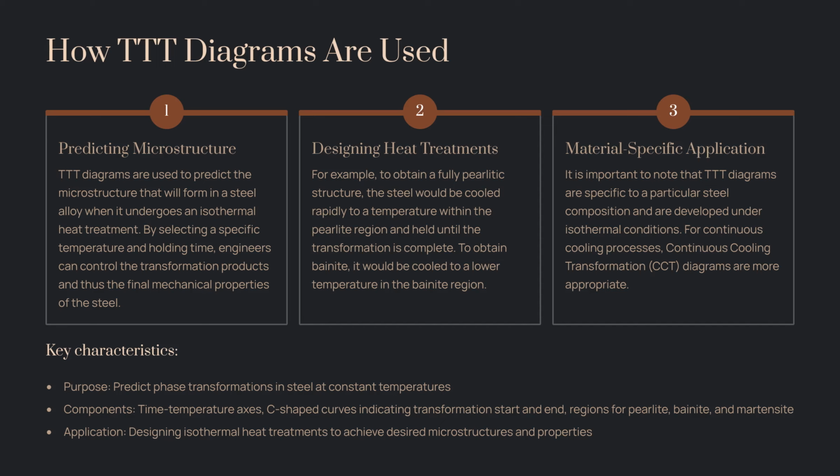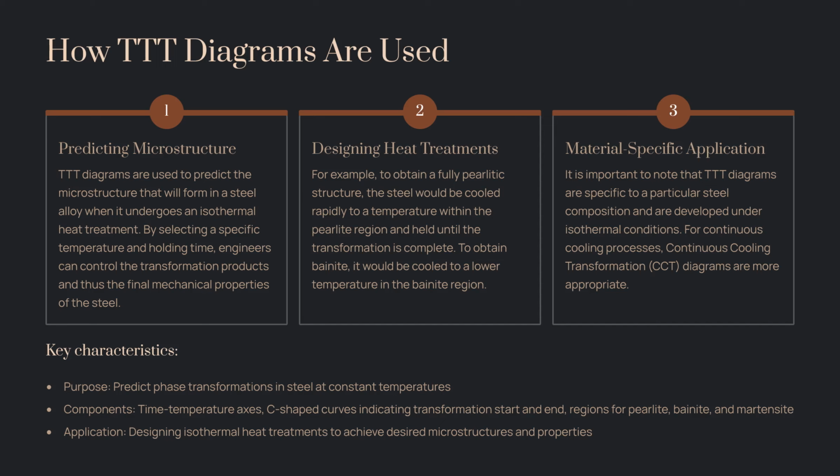Interpretation of superimposed cooling curves. Slow cooling, for example, a furnace cooling curve, will intersect the pearlite start and finish lines, resulting in a pearlitic microstructure. The slower the cooling, the coarser the pearlite. Moderate cooling, for example, air cooling.